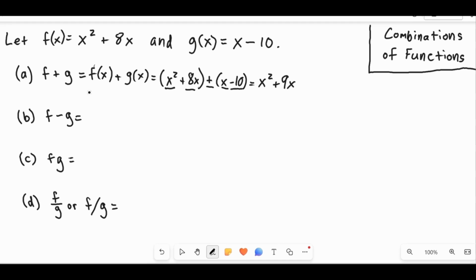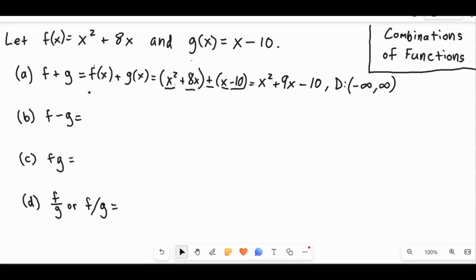Well, there are no constants over here, so really it's like we have a 0 over here, so it's 0 plus negative 10, and 0 plus negative 10 is negative 10. And so f plus g is the function x squared plus 9x minus 10. And if we wanted to identify the domain of this function, this is a quadratic function because it's an x squared function. And the domain of all quadratic functions is negative infinity up to positive infinity.